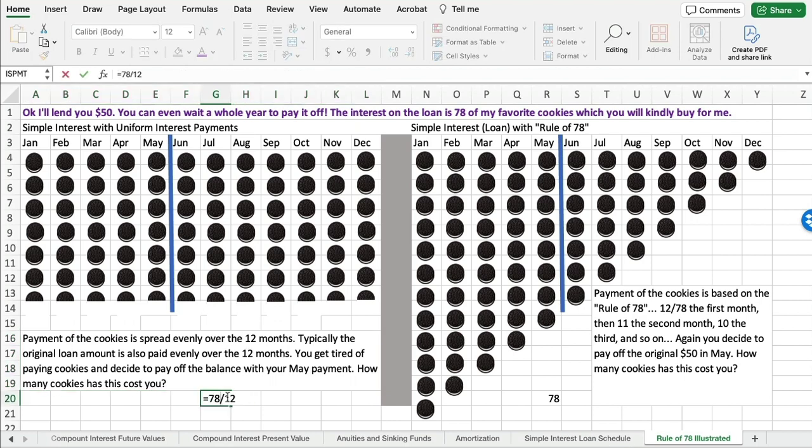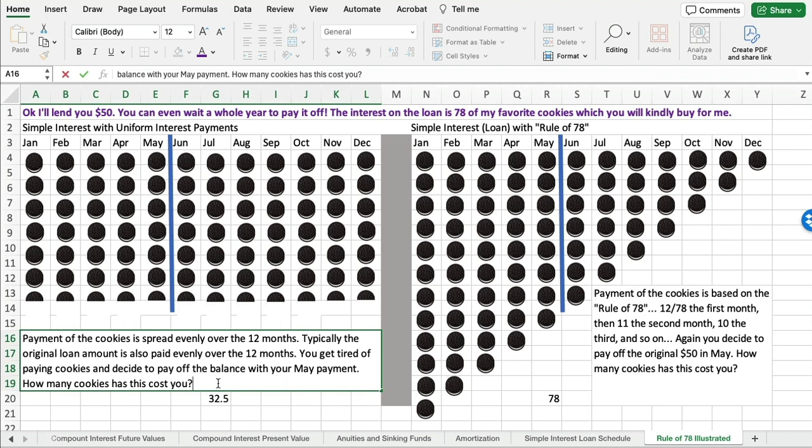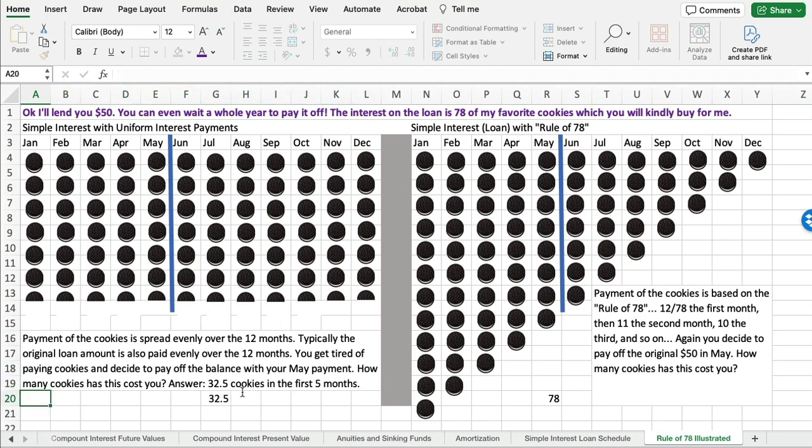So basically, all we have to do there is take 6.5 cookies per month times 5 months, right? Because you've made 5 payments. So 6.5 times 5 is 32.5. So I'm going to answer that question here. Answer: 32.5 cookies in the first 5 months. Okay? So that's our answer there.